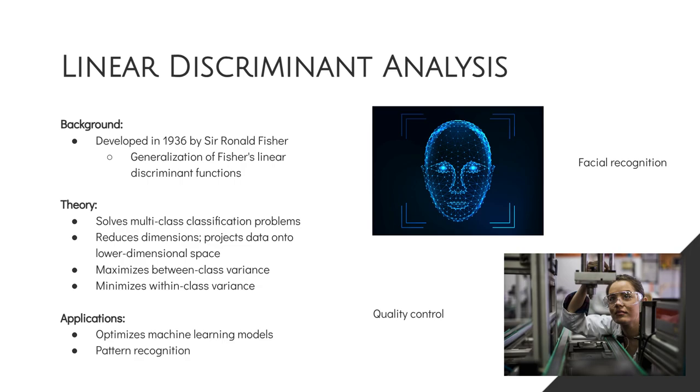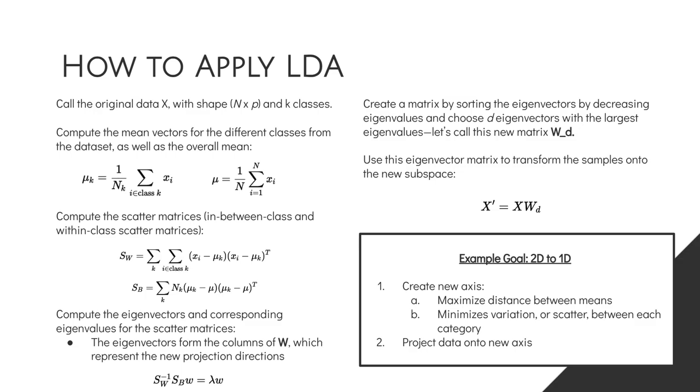Another application is in quality control and defect detection. LDA can be used to classify products as either defective or non-defective based on various attributes or measurements. In industries like manufacturing, this helps in identifying issues quickly and efficiently, ensuring that only high-quality products make it to the consumer.